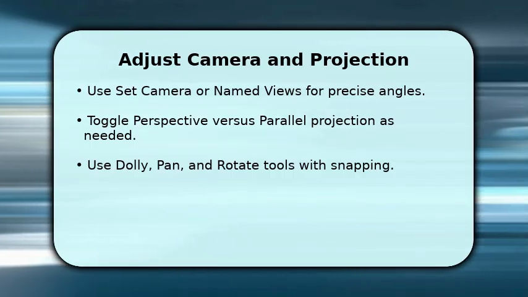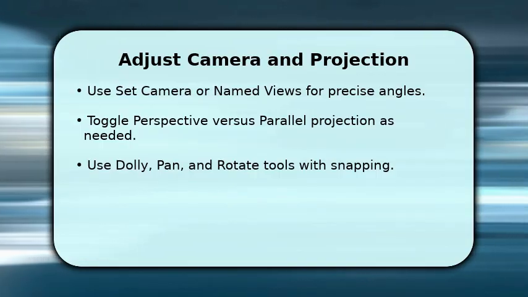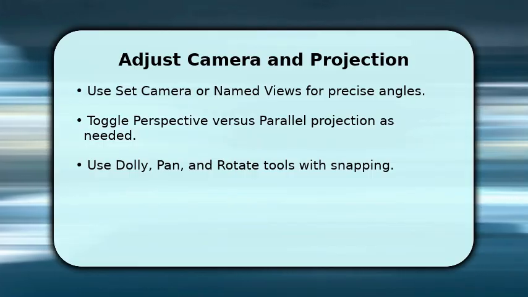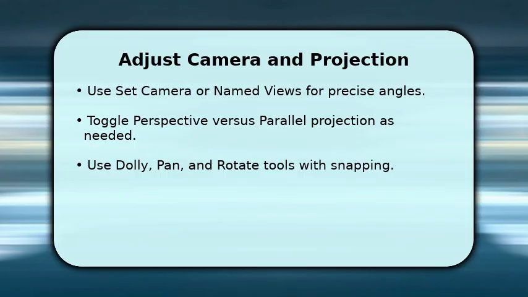Use Dolly to move the camera in and out, pan to shift laterally, and rotate to orbit. Enable object or grid snapping to maintain alignment. Make subtle moves. Then store the result as a named view so you can return instantly.